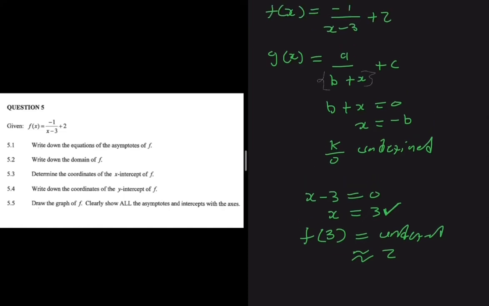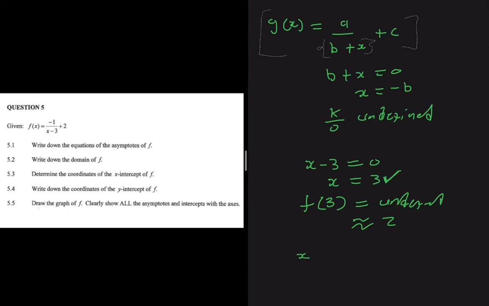Using our example of a general formula of a hyperbola g of x, the x coordinate of the asymptote will always be equal to minus b, b being this value that we have here, and the y coordinate of the hyperbola will always be equal to c. So in this instance, y is equal to 2. And that's how you can determine an asymptote.